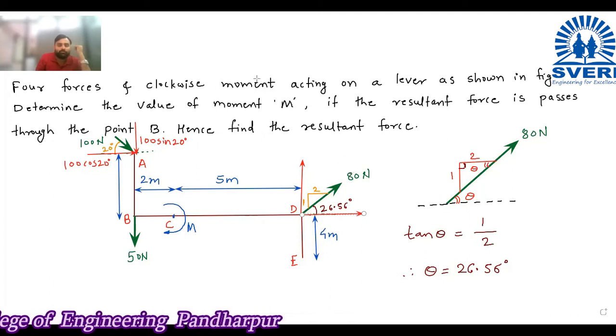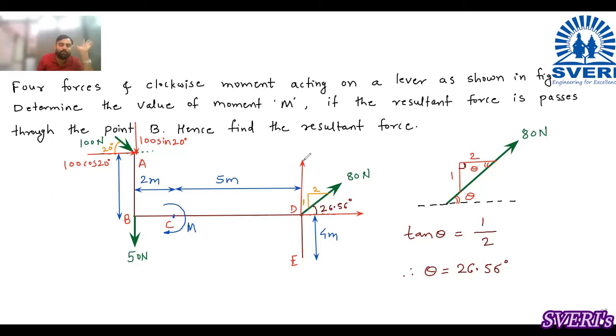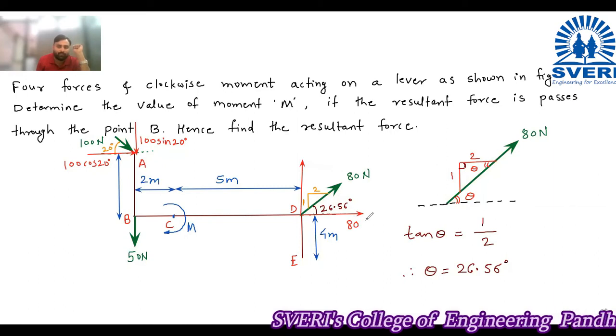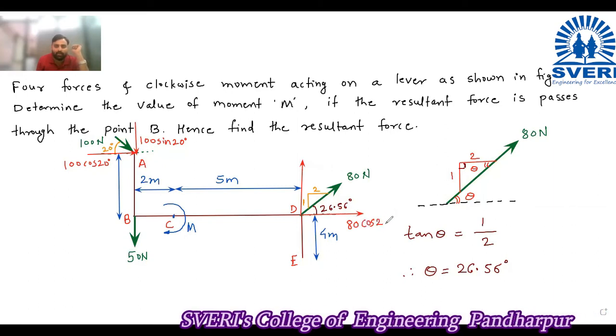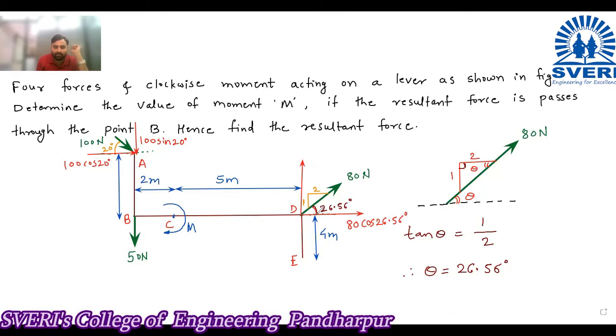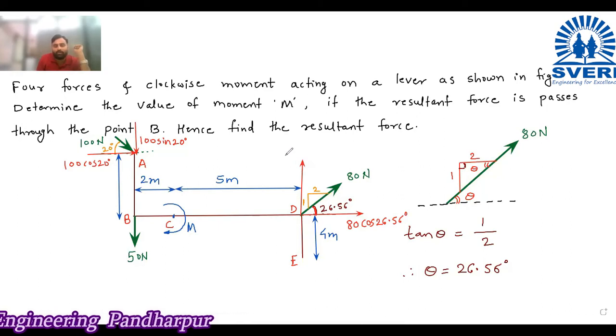So now, this 80 Newton force, check that it has come in between the two components. It is in between the components, so it is okay. Now this will become 80, cos or sin? Cos. So this will become 80 cos 26.56 because this angle 26.56 is nearer to the x component. Then this will become 80 sin 26.56.